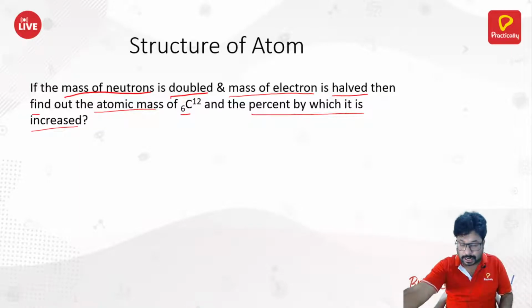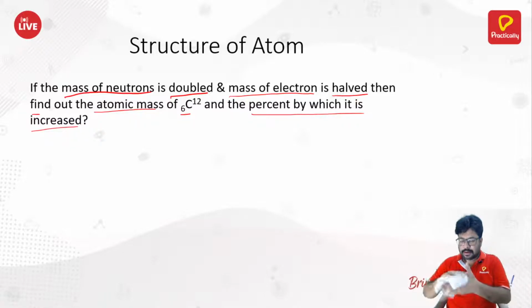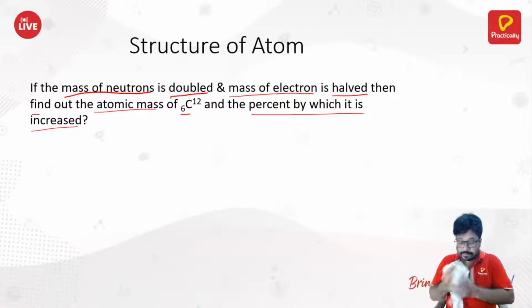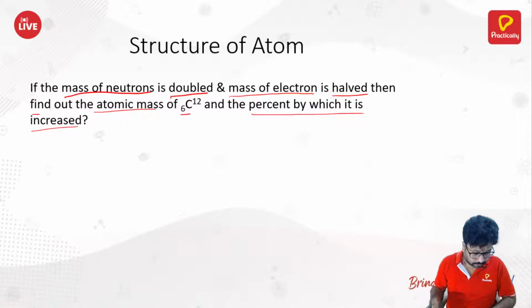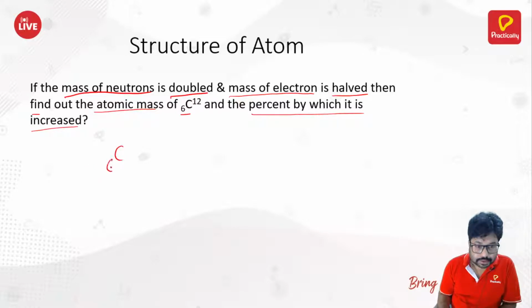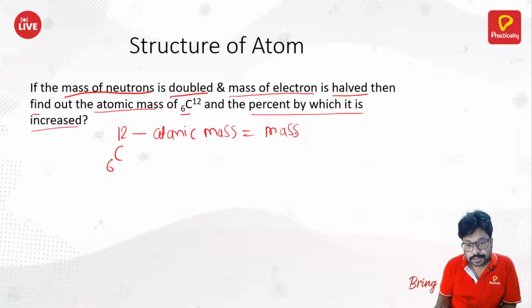So what that's saying is that if the mass of neutron is double and mass of electron is halved, then find out the atomic mass of C12 and the percent by which it increases. See, if you write C 6 12, 12 is its atomic mass. Okay, and this atomic mass is also equal to mass number.